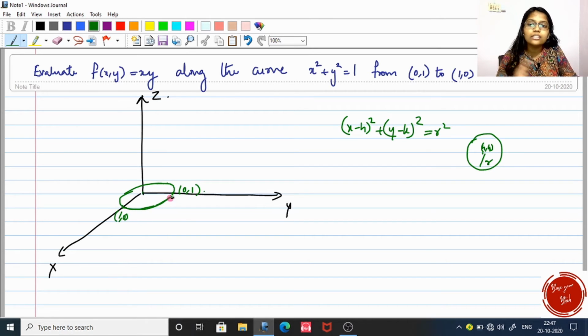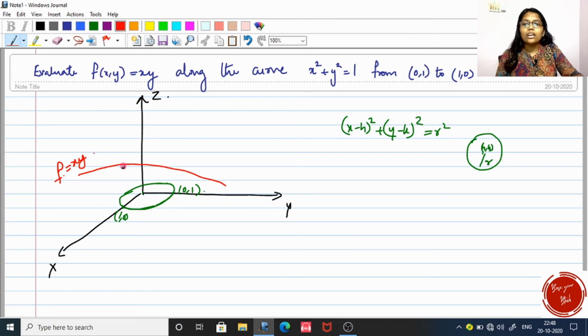Now along this curve we have to integrate the given function xy. So let's see what this function is. Actually xy, by substituting values for x and getting the corresponding y values, we get pairs of x and y, and from there we start drawing one curve, isn't it? So let this be the function f, which is xy.